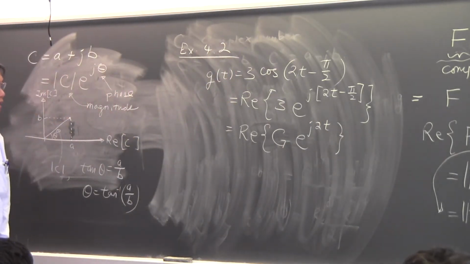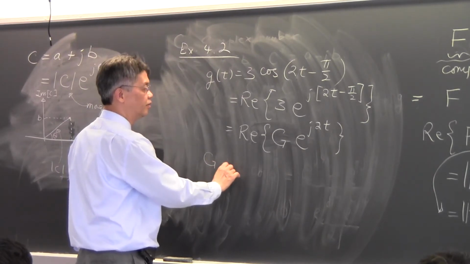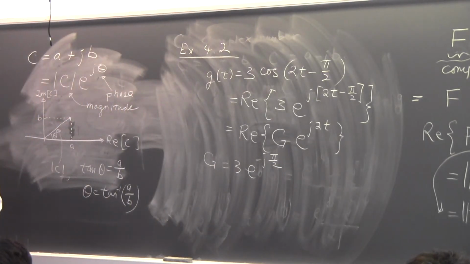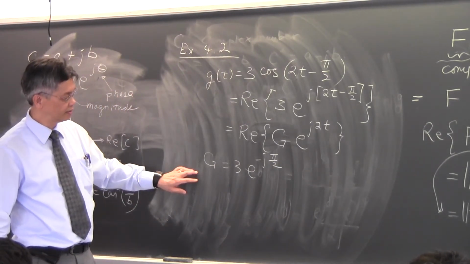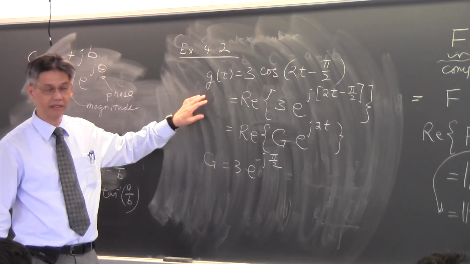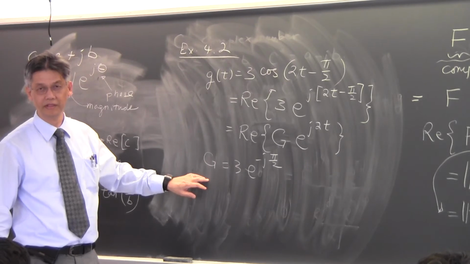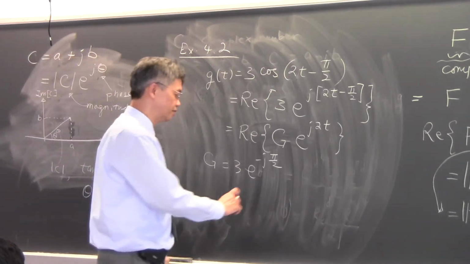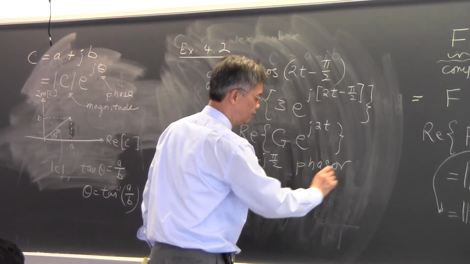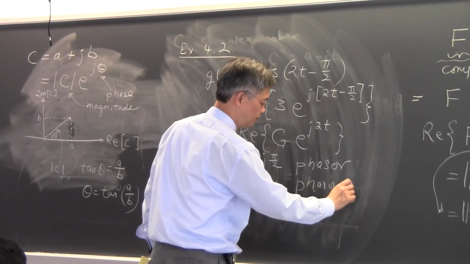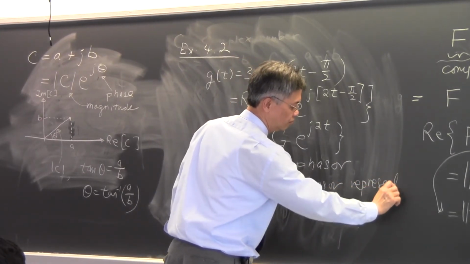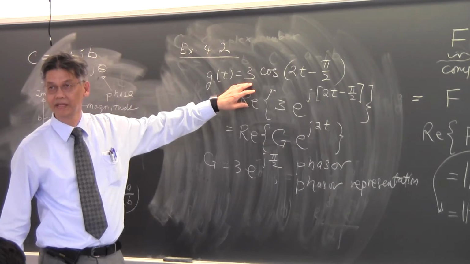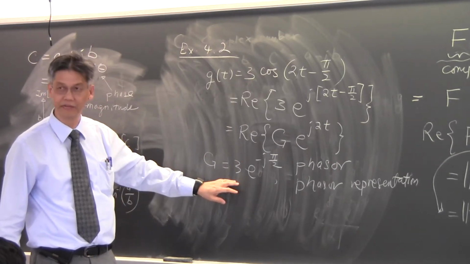Okay, e to the j 2t, and g in this case is equal to 3 e to the minus j pi over 2. Okay, so if you know this complex number, it is as if you know everything about g of t. This is also called a phasor of g. Capital G is called a phasor of little g, or the phasor representation. So it's a succinct way to replace a complex sinusoidal function. You just replace it with a complex number.